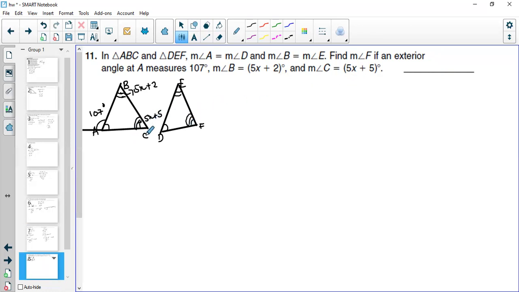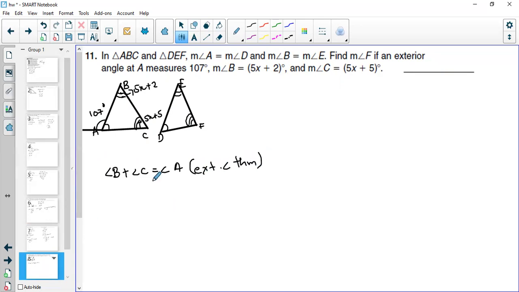Now to find this angle, of course, we need to find what is angle C. Now to find angle C, we have to use the exterior angle theorem, right? Because they have given us the value of two of the remote interior angles and the exterior angle. So I could say that angle B plus angle C is equal to angle A. That's due to the exterior angle theorem.